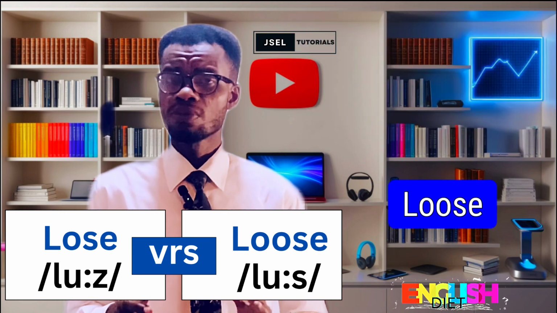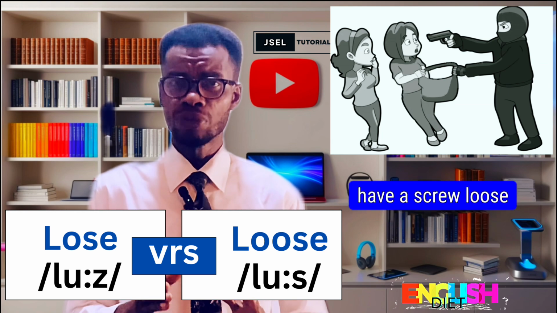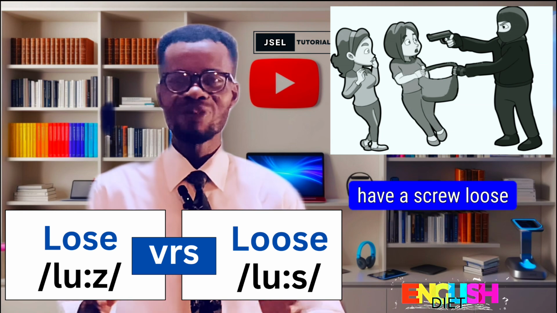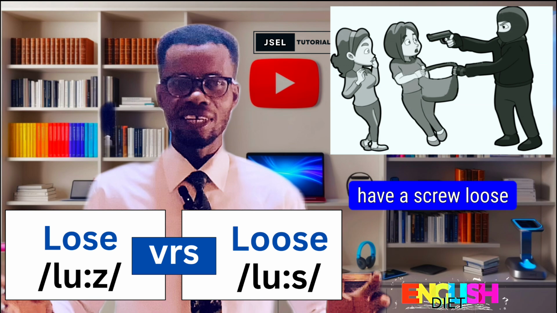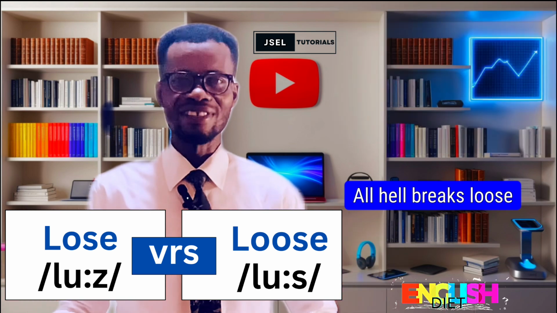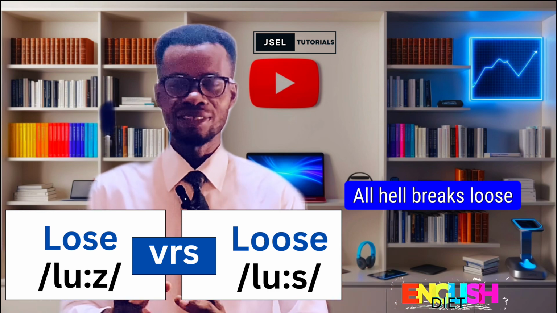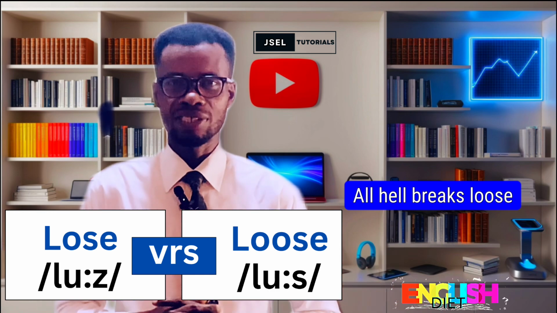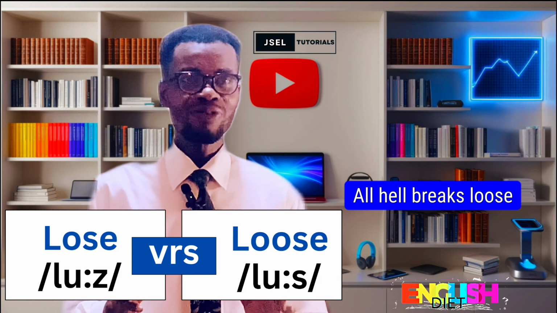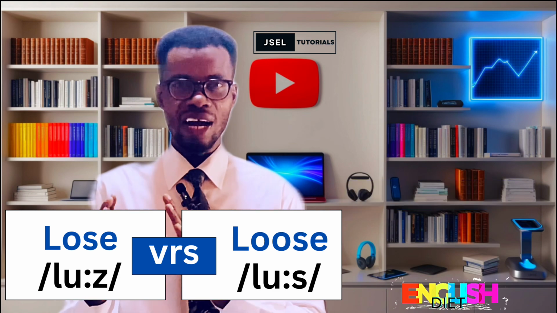Now, someone who is mentally unbalanced can be described as having a screw loose. Then in cases where somebody expresses displeasure or dissatisfaction, they might say "all hell breaks loose," used to describe a violent or destructive action that occurs suddenly. So I believe with the examples, you are clearly seeing the distinction between lose and loose.